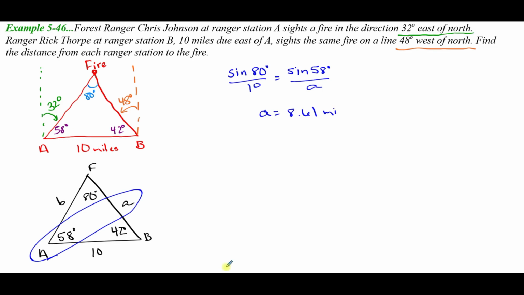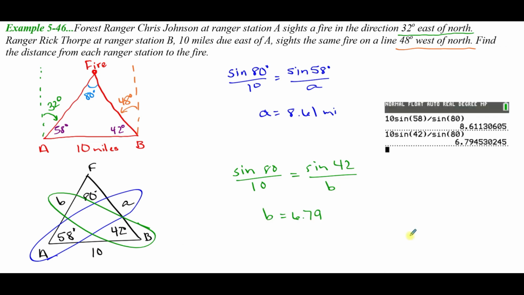Similarly, we can do the same for B. So again, I'm going to use the given information. We have the sine of 80 over 10 is equal to the sine of 42 over B. Again, we're going to cross multiply. And then we get B is about 6.79, and that would be miles again.